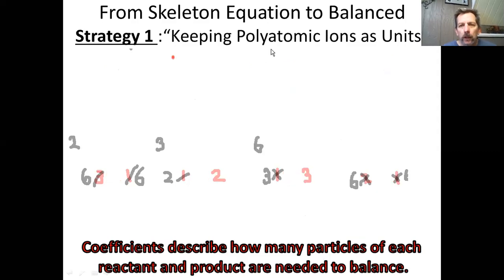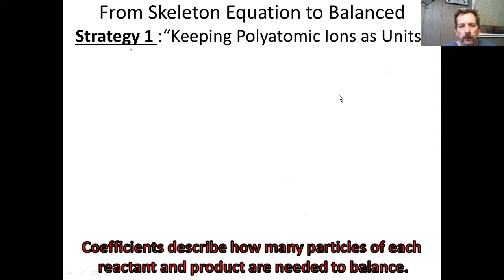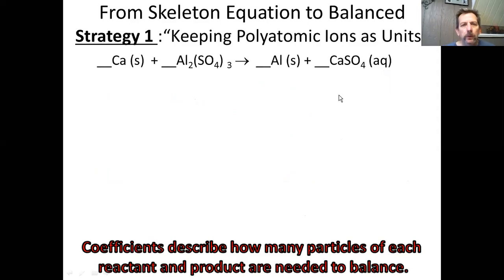Let's clear our drawing here, and let's start with a new equation. So here's an equation we're going to keep an inventory of. We see, oh, polyatomic ion, look at that, SO4. SO4 is in parentheses over here with a 3, not in parentheses over here, but sulfate or SO4 is on both sides. We're going to keep that as a unit, keep it together.